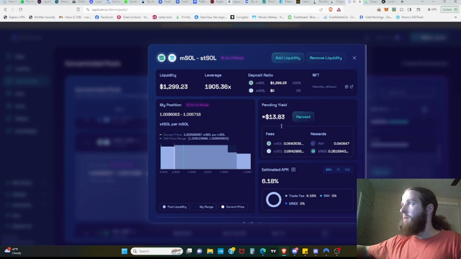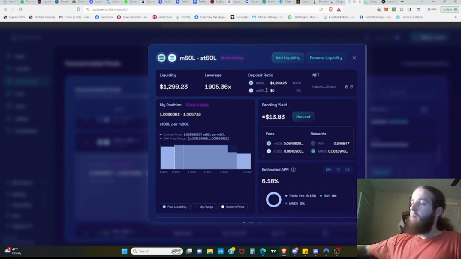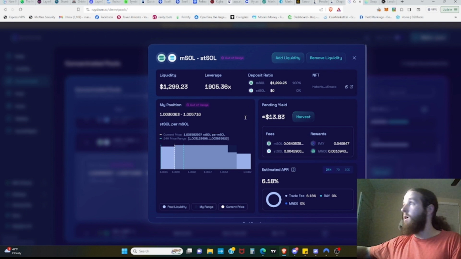So just something to keep in mind. I'm also stuck in all Marinade Sol. So how I was telling you, depending on the fluctuations of these assets, you may wind up with only one of the things that you put in, because when you're LPing, most LPs, you have to put in two assets. So I put in two, and now I'm only coming out with one.